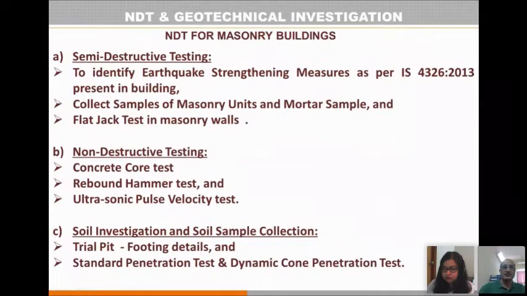Whenever you are dealing with a masonry building, generally the masonry strength is ignored. So it is very good that we should conduct certain masonry tests, mainly the flat jack test, which gives you the in situ masonry strength, and whatever in situ strength you get can be incorporated in your model.